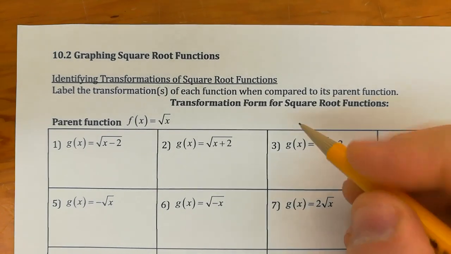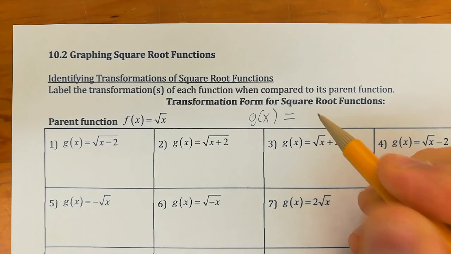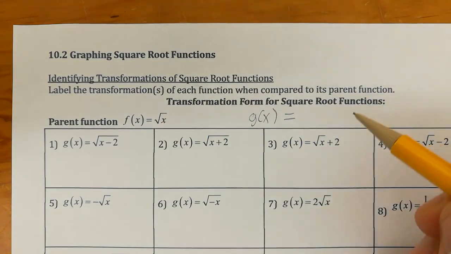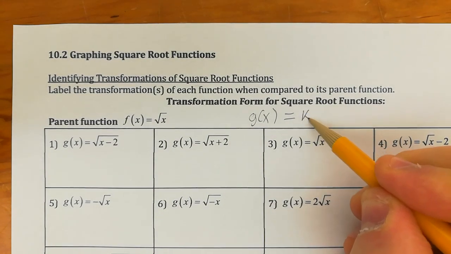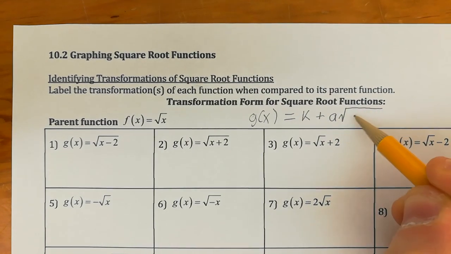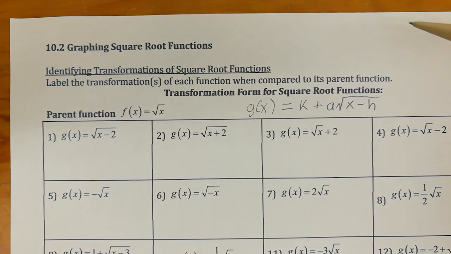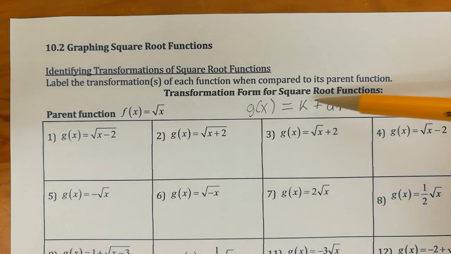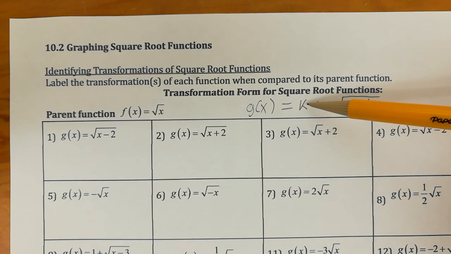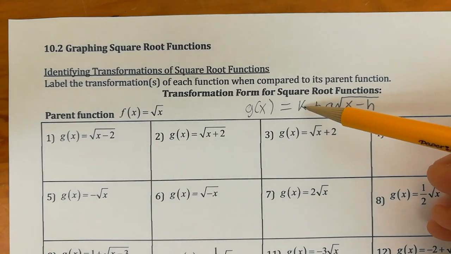Now the transformation form, let's write that out. We're going to be adding in some variables along with this. So it's going to look like k plus a times square root of x minus h, which if you've studied transformations before, you might have seen this k at the end here. It's kind of a long story why it's here on square root functions, but that's where it's placed.